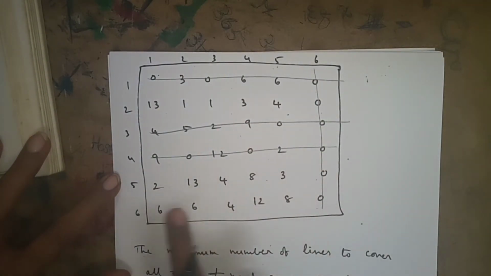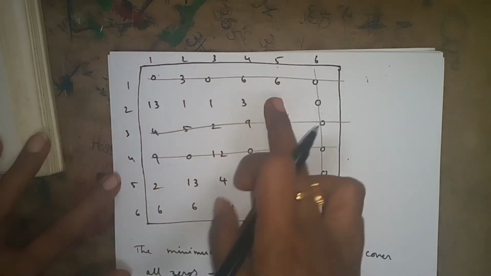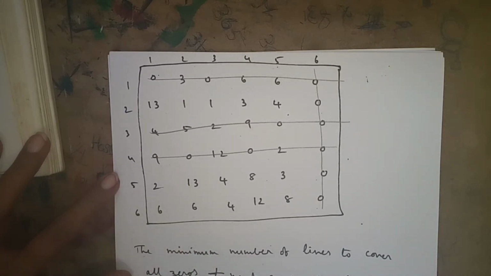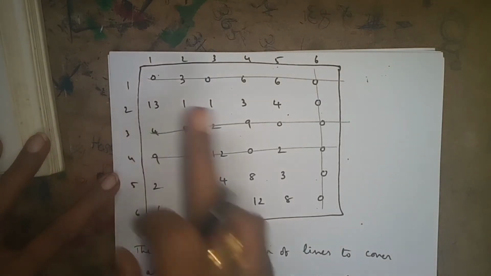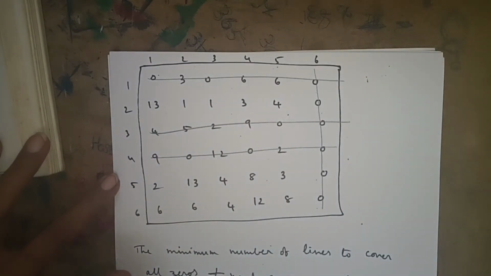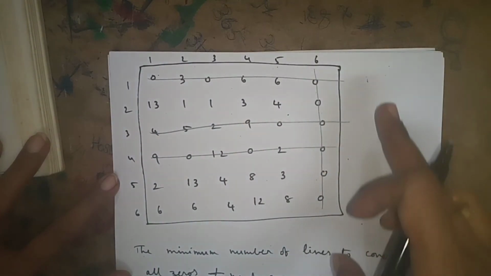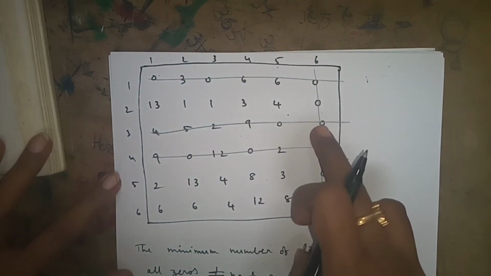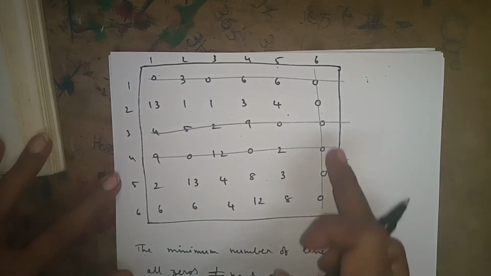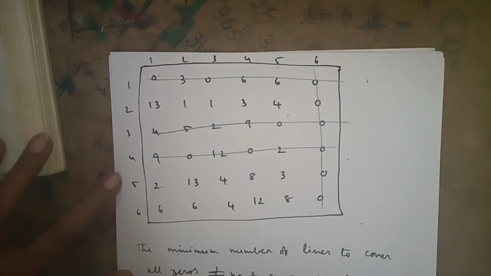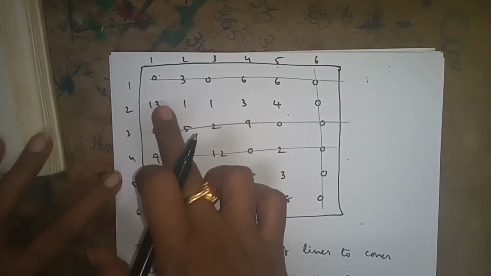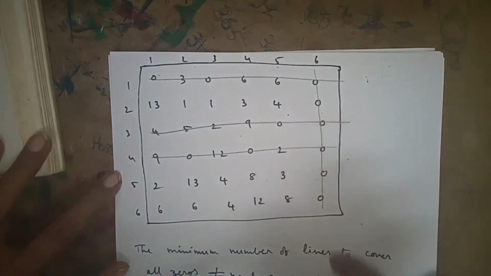First identify the minimum value from the uncovered cells. For example, here 1 is the minimum value. I identified 1. Now what do we have to do with that 1? Subtract 1 from the uncovered elements and add 1 at the intersection points. Intersection point means, this 0 is an intersection point, this 0 is an intersection point, this 0 is an intersection point. 1, 2, 3 intersection points are there. You have to subtract from uncovered elements and add at the intersection points.